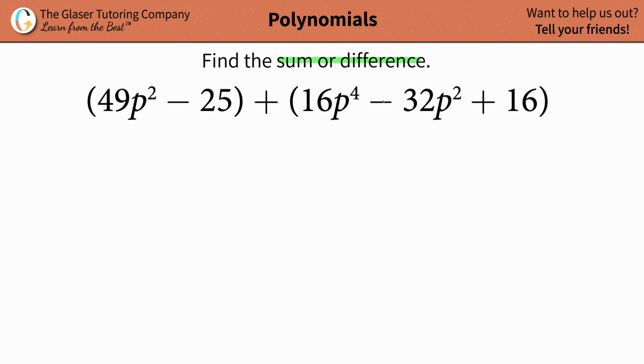Today we've got some polynomial work where we're going to find the sum or the difference, right? Sum or difference, same thing as adding or subtracting. So in this case, we're either going to be adding terms together or subtracting, depending on what signs those coefficients are, aka the numbers in front of a variable, like 16 and 32.